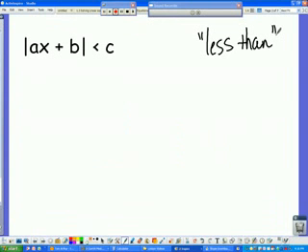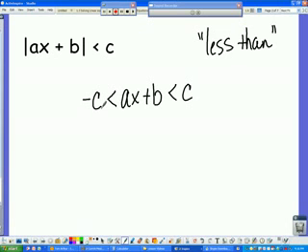The first thing you're going to do is just simply rewrite the question as it is without the absolute value bars. So ax plus b is less than c. On the other side, we're going to do another less than sign, but make it a negative c. That's where our positive c and our negative c come in.